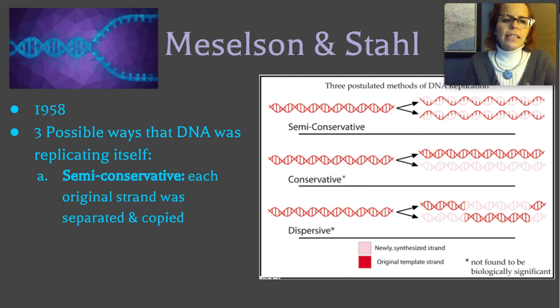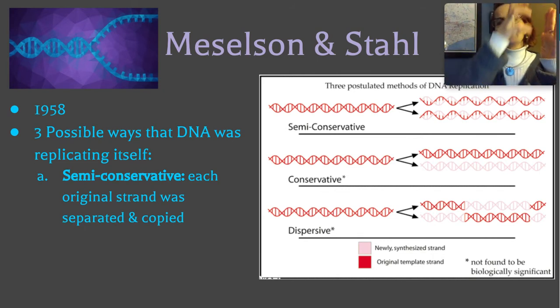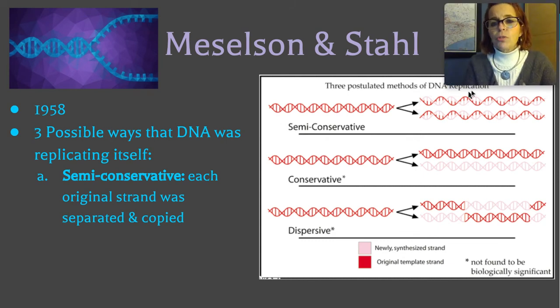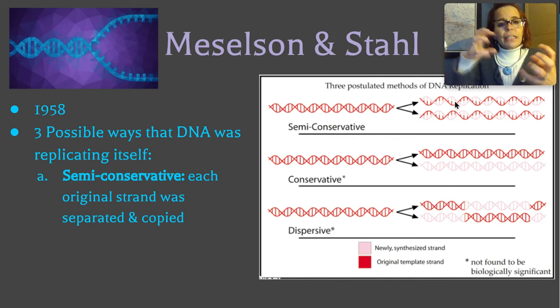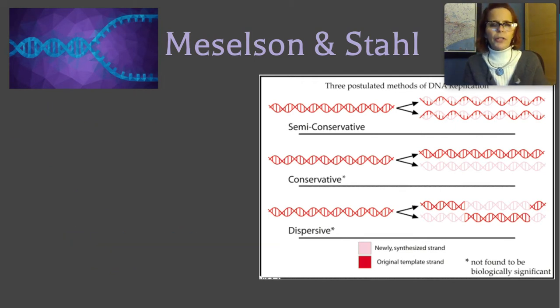So there's three possible ways that DNA was replicating itself. The first idea was called semi-conservative, where each original strand, we knew that we had kind of opposite strands, was separated and then each strand was copied. So take a look at the diagram here. The red shows the original DNA, and then the pink is the new DNA. So you have two DNA strands that are a hybrid or a combination of the new and the old strand. So that was one possibility. So the result is each DNA molecule has one original and one new strand.